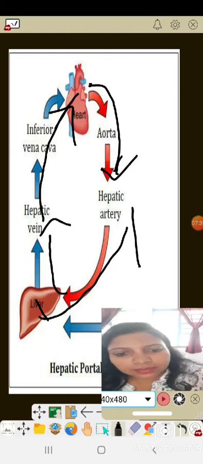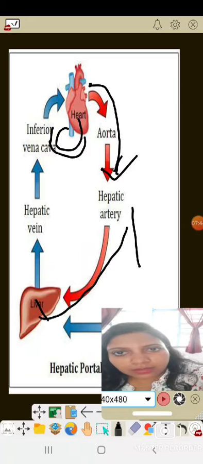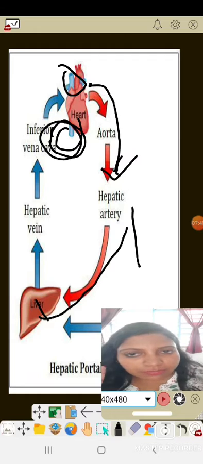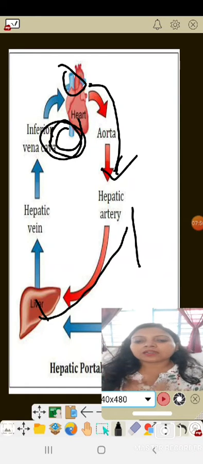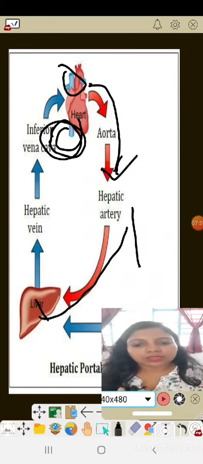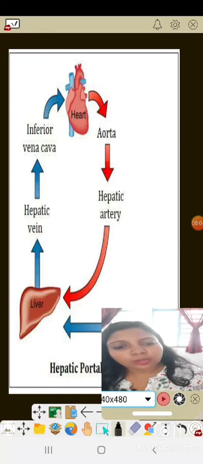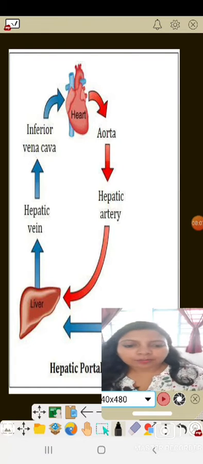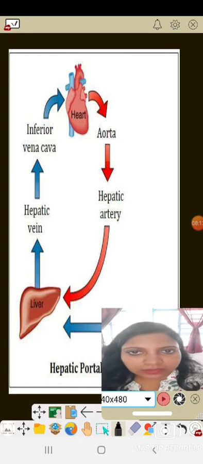The inferior vena cava is the opening of the heart from the lower part of the body, and this is the superior vena cava. So there is a difference. Superior vena cava means the blood vessel bringing the blood from the head, neck, upper limbs and chest up to the heart. And inferior vena cava means it is bringing the blood from the lower parts of the body like thighs, abdomen, lower limbs. So this is the basic overview of the hepatic portal system.